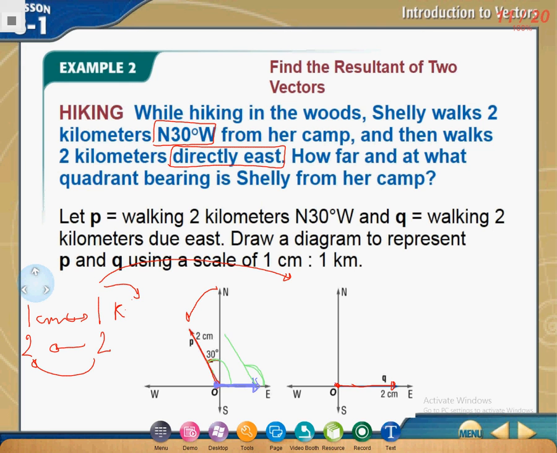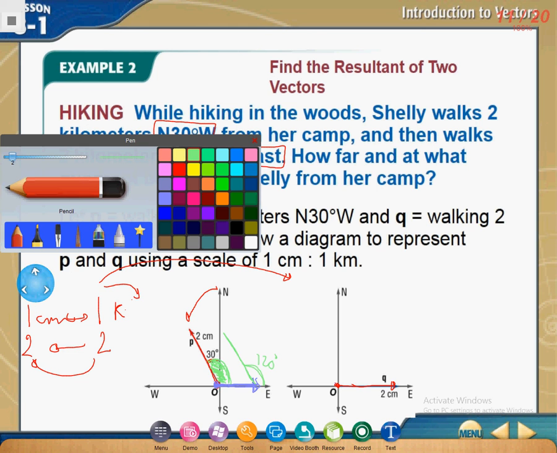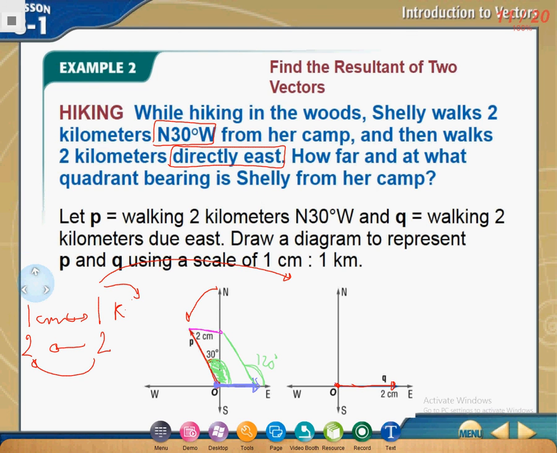Can you tell me how much is this angle? This is 30, and this is what? 90, exactly. So 30 plus 90, how much? Good, 120 degrees. Okay, so I continue this part. I guess the color is not clear. Okay, this color. And continue again this. This is the parallelogram.